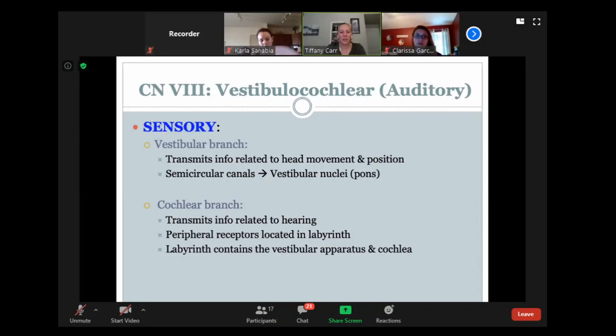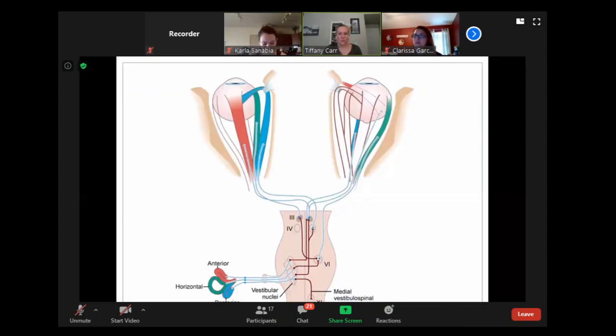And the cochlear is going to be transmitting information related to hearing. The peripheral receptors are located in the labyrinth, and it's going to contain the vestibular apparatus and the cochlea. All right, so you can see here we have the vestibular apparatus, and this is going to be our wonderful little labyrinth that we're going to get into and talk about. It's going to send it into the vestibular nuclei here in the pons. So it's the last one that's going to be coming primarily off the pons. The rest of it should be down in the medulla.